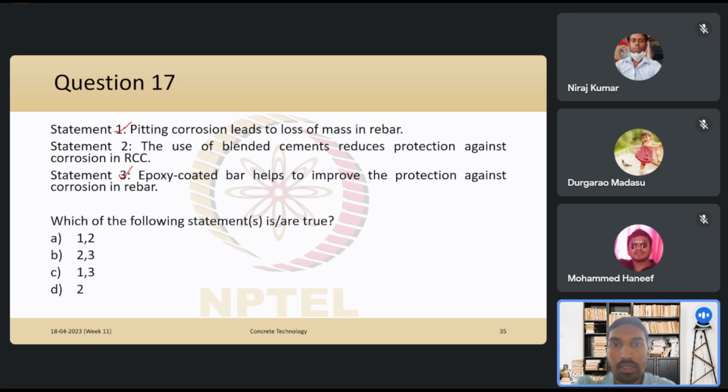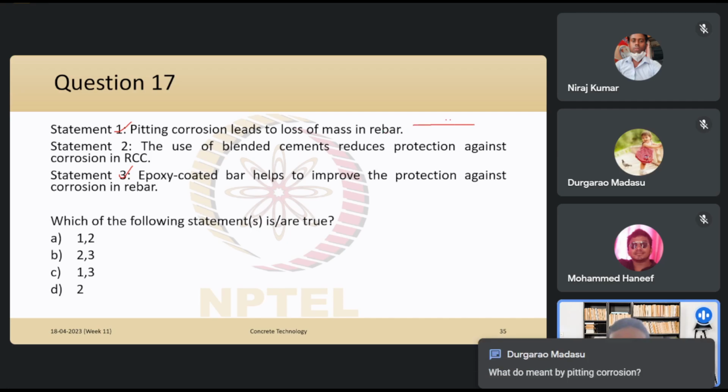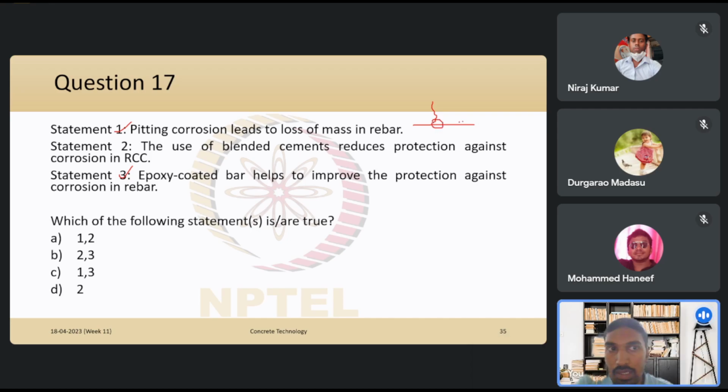So what happens in the pitting corrosion? It happens when you have corrosion occurring as an external attack, right? Because of this, you will have a localized attack on your rebar. Suppose you have your rebar like this, and because of the external intrusion, the corrosion will be taking place in a localized region in your rebar. After this corrosion takes place, you'll end up with something like this, right? So this is the pitting corrosion.